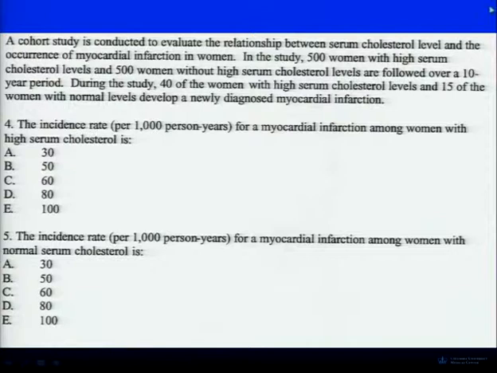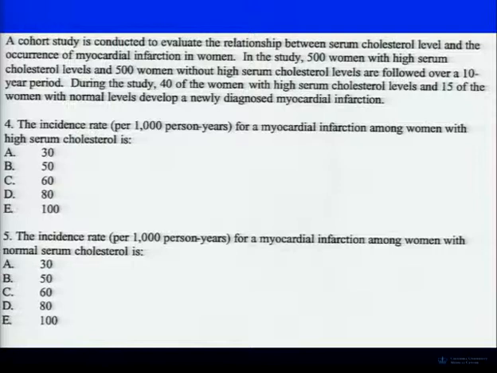So here's a cohort study, and we're looking at serum cholesterol level and the occurrence of MI in women. So 500 women with high serum cholesterol levels and 500 without high serum cholesterol levels are followed for 10 years. 40 of the women with high cholesterol levels and 15 of the women with normal levels develop a new MI. So the incidence rate per 1,000 years for a myocardial infarction among women with high serum cholesterol is what? What numbers would you take from the above description?